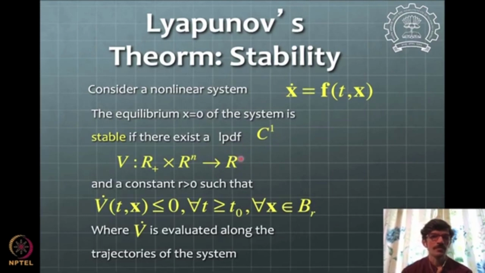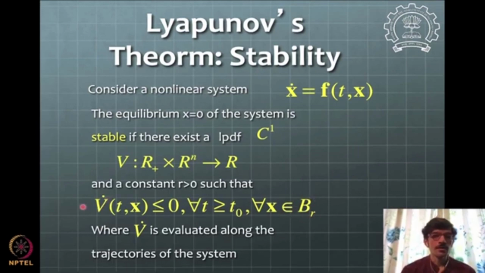This is an LPDF function V and a constant small r greater than 0. So this is defined to have some kind of a ball of finite radius r here. We are defining local definitions here. We are not considering global stability of a system, we are considering local stability of a system. So it is sufficient to have these properties hold true in a small hyperball of this radius r.